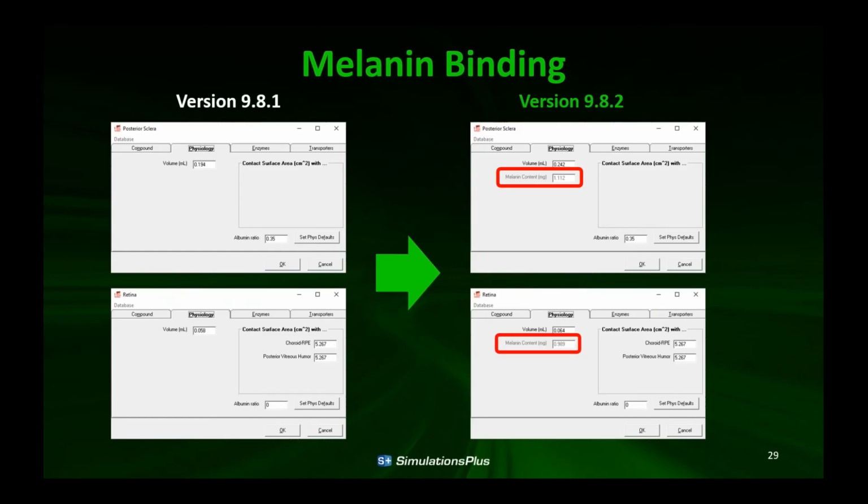Also, we added melanin binding based on the literature research to extra locations, like in the sclera and also in the retina. At these locations, you can find with this new version, they have the extra term for the melanin content.